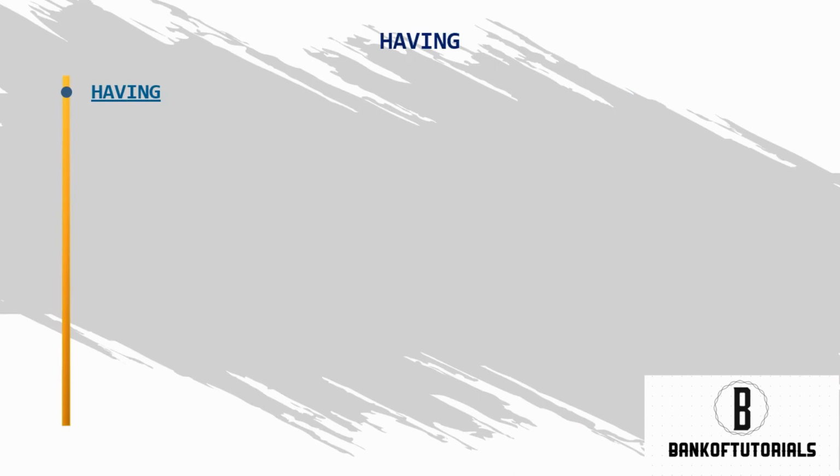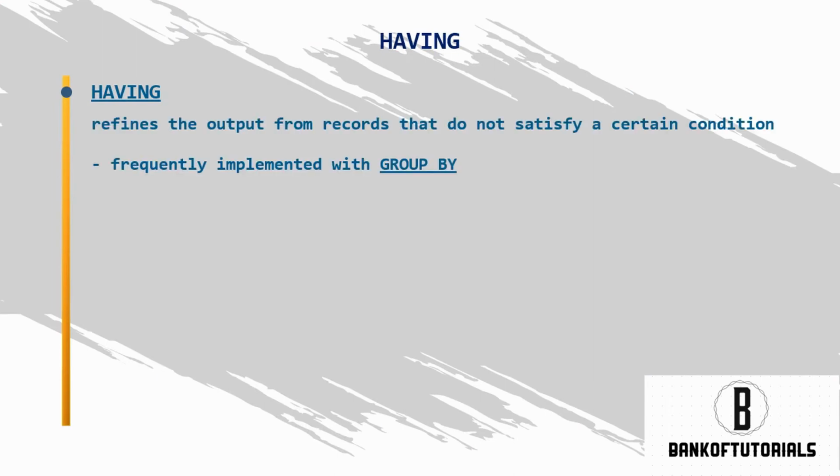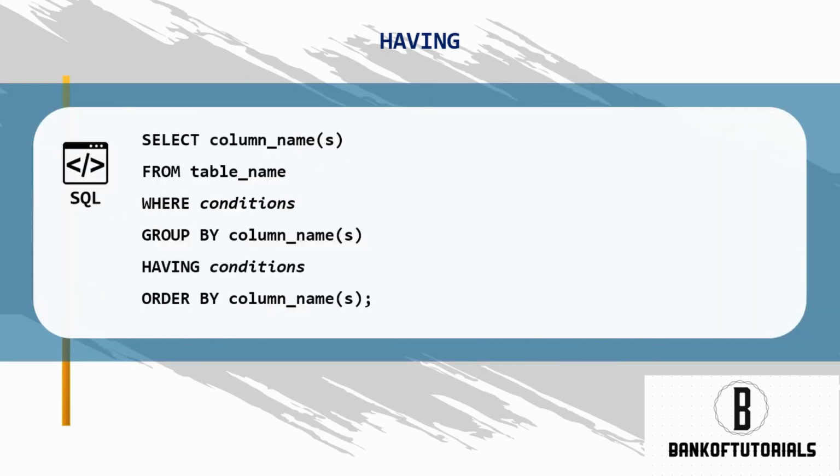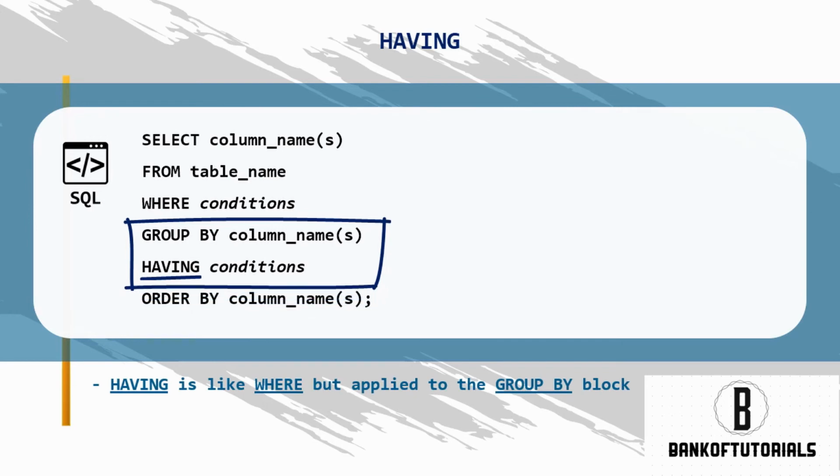Having is a clause frequently implemented with group by because it refines the output from records that do not satisfy a certain condition. Probably you're asking yourself, we already learned how to use where. Why does the having clause exist? Internalizing the corresponding syntax will help us explain the difference between the two keywords. So, let's begin there. Having needs to be inserted between the group by and order by clauses. In addition, having is like where, but applied to the group by block.